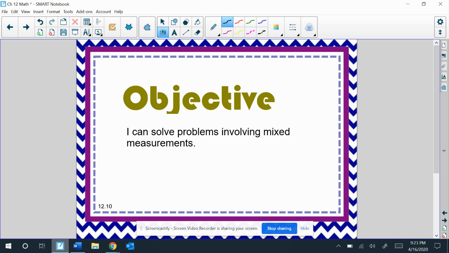Hello, today we are going to solve problems involving mixed measurements. So every single time that I had you write the number in the corner and circle it, this is the lesson where it really comes into play. This is why I've been having you do that. So I hope you've been doing it throughout the math chapter. That way this lesson is really doable.